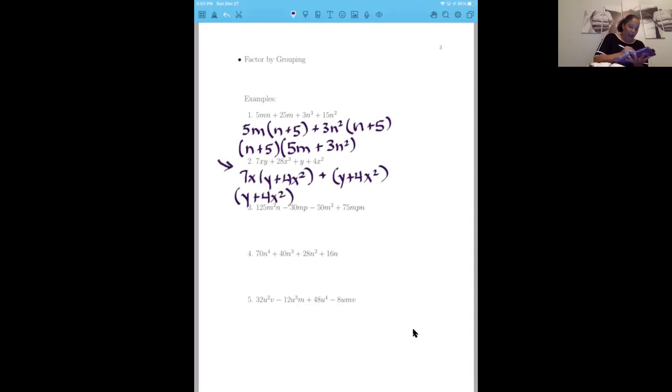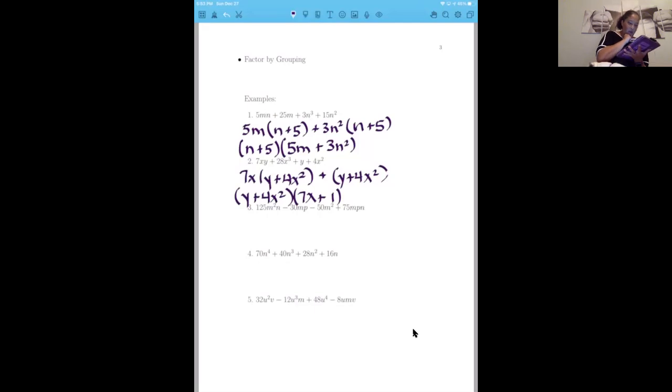And what I have left here is a 7x. And this one was the only thing that was there, so what I have left is a 1. Because if I multiplied 1 times y plus 4x squared, I would get y plus 4x squared back. All right, and that's that factorization.